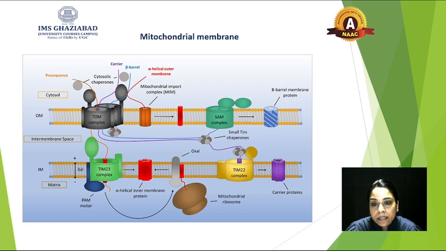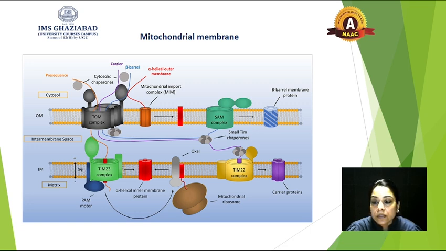The inner membrane and the outer membrane consist of the phospholipid bilayer, represented by the yellow color. Along with that phospholipid bilayer, several types of protein complexes are present in the inner and outer membrane, represented by TOM complex, SAM complex, TIM23 and TIM22. So these are the different protein complexes through which the movement or transport of different types of ions and molecules takes place. So they also play a very important role in the transport process through the mitochondrial membrane.